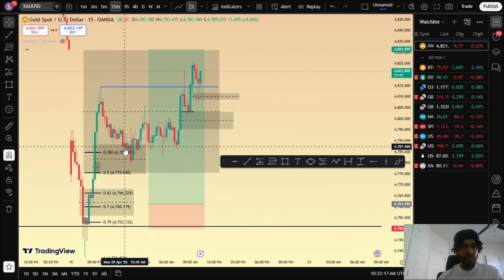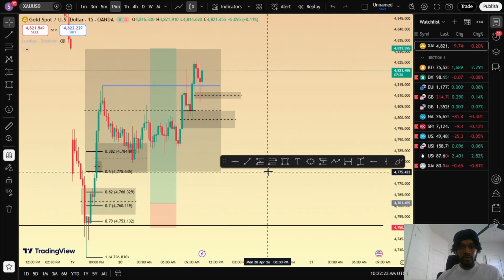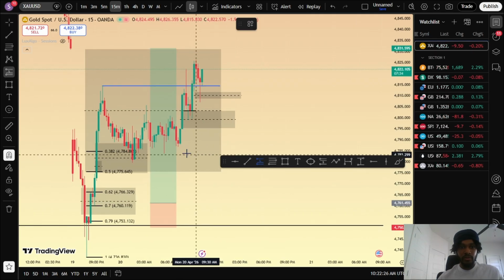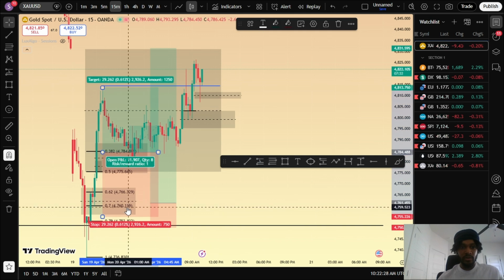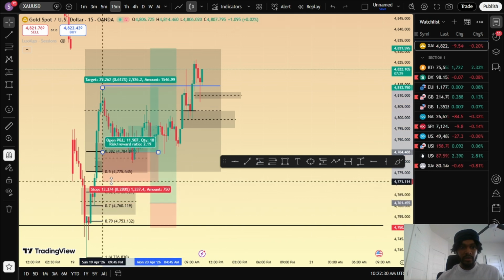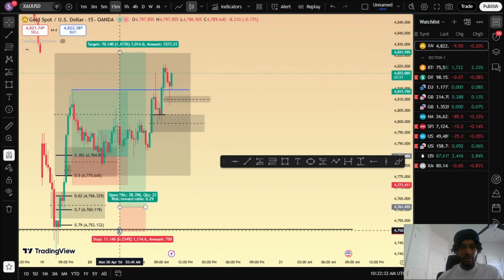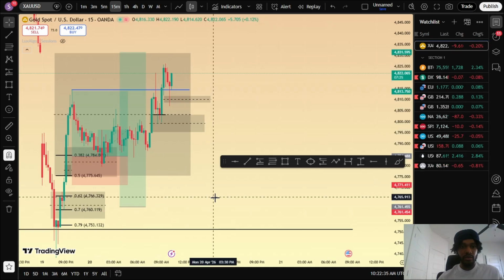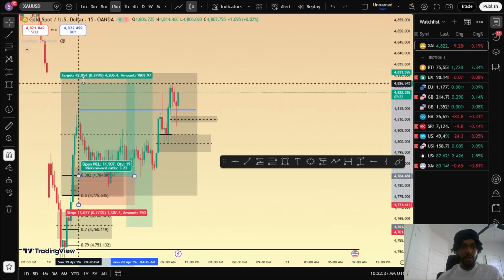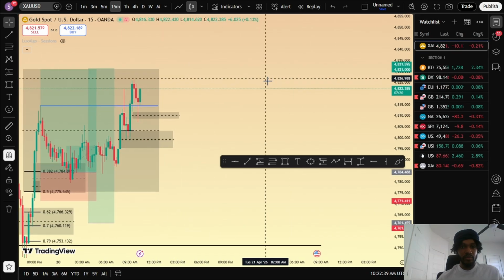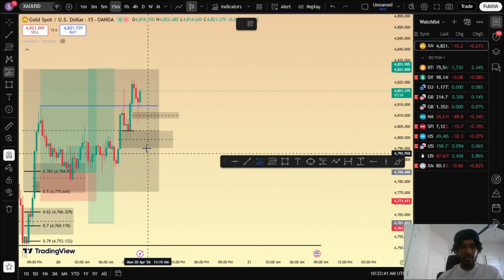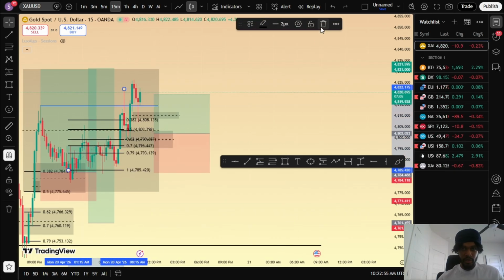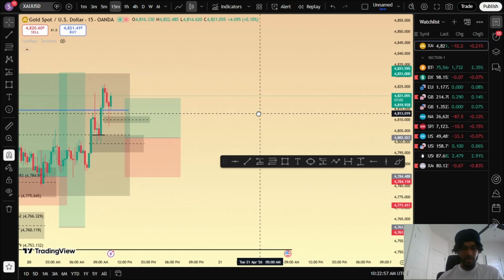We retraced, came back down, 0.382. This was my second entry, right at this 0.382. Stop loss right here at this 15. And I'm also break even down here, right? So boom. And then same target. Boom. And then the third entry. Boom. Closing that gap at 0.382.